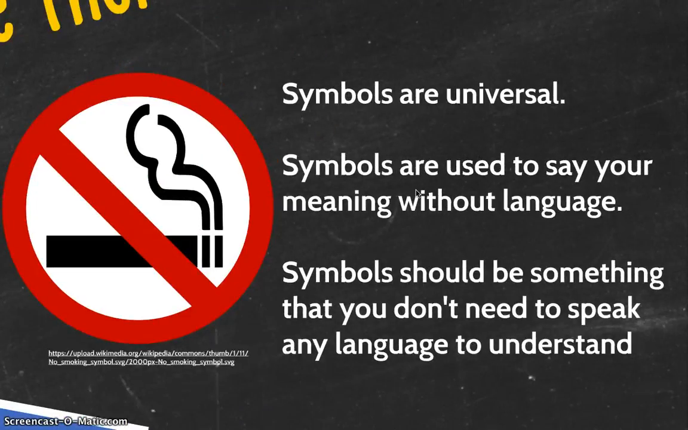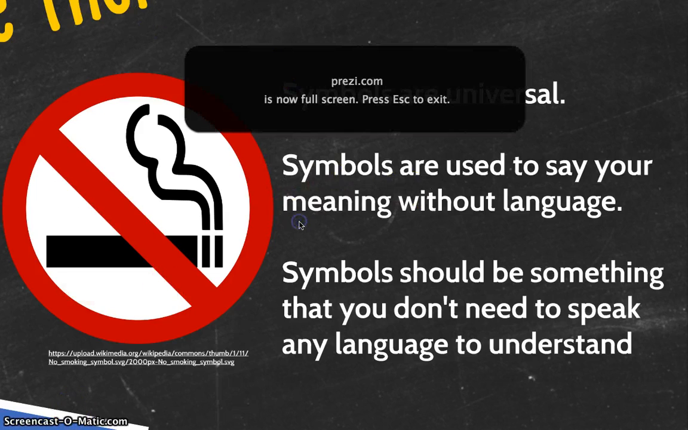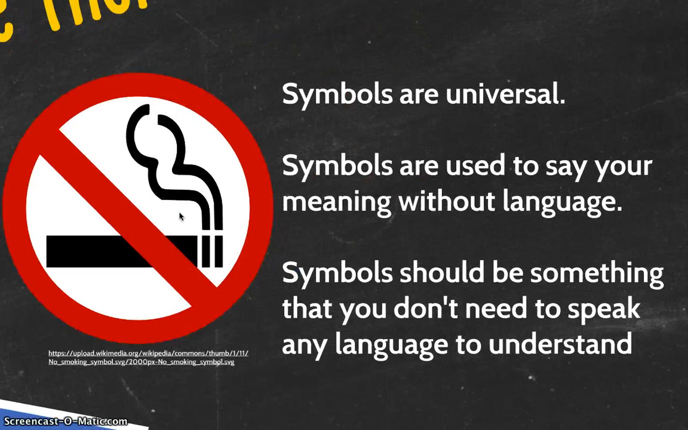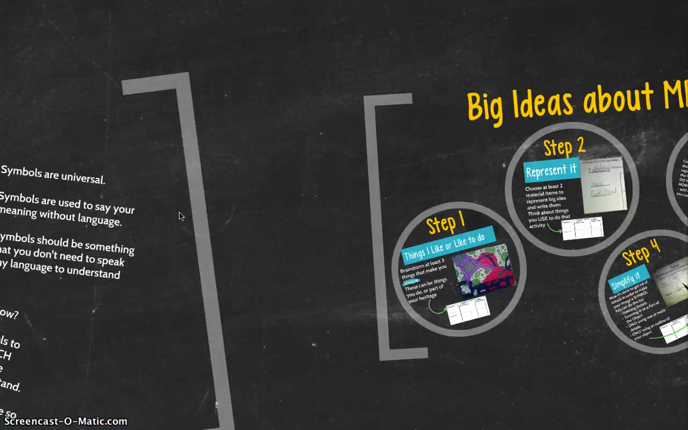Symbols are universal. They are used to say your meaning without language. You've noticed all the images we've looked at are pictures. They're not words. You don't have to speak English to understand a symbol. If you're walking around Japan, you see the same symbol that you would see here. So, symbols are universal. They're pictures.